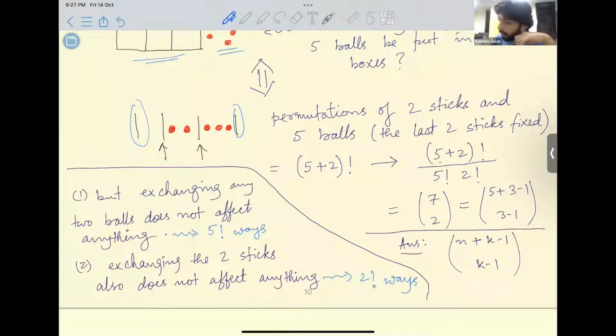So I have to take into account that fact. And to do that, I'll just have to divide by the number of repetitions. Such repetitions are done in 5 factorial ways for the balls, and 2 factorial ways for the sticks. So exchanging 2 balls will not change my arrangement. So there are some repetitions and I have to remove those. I'll divide the total number of arrangements by the ways which are being repeated. So 5 factorial ways I'm repeating the permutation.